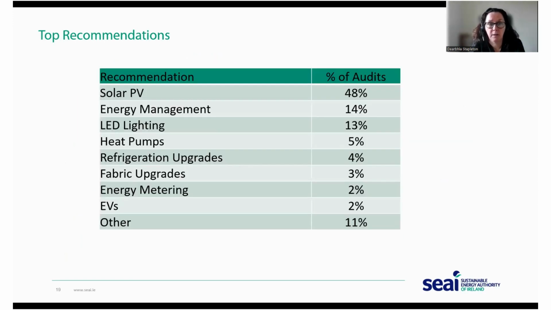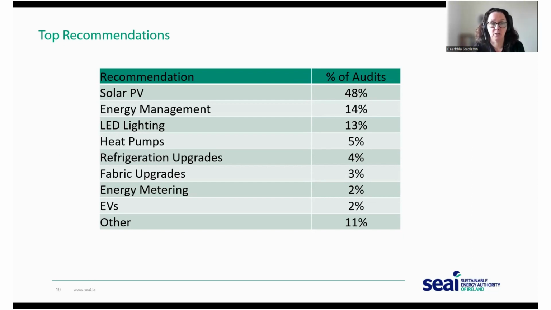Some of the top recommendations that we're seeing: in almost 50% of audits, the auditor recommends solar PV, which is reasonably fair enough. A lot of businesses want solar PV. They see it as quite easy to install, and it can be a good demonstration for your customers, for example, for your hotel. But also, we launched an energy grant last year for solar PV.